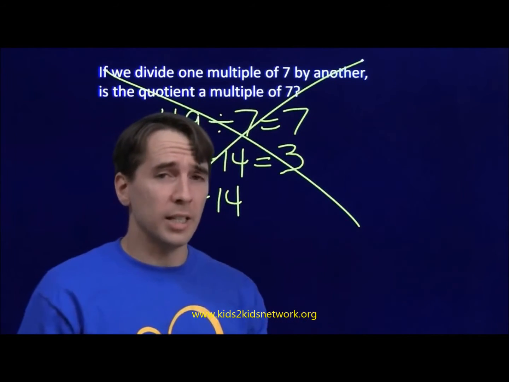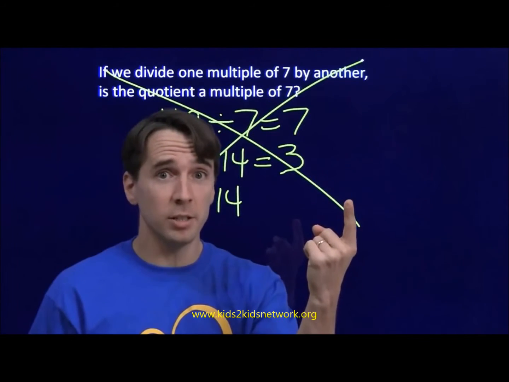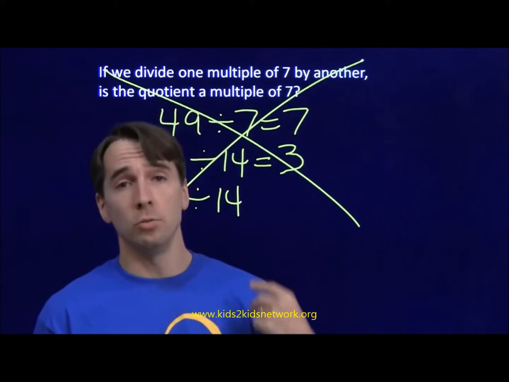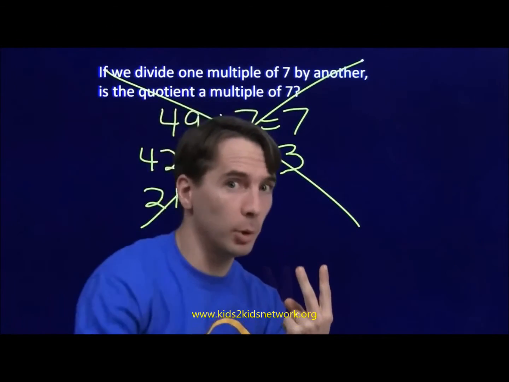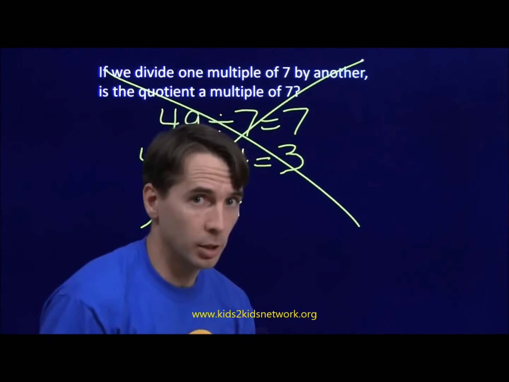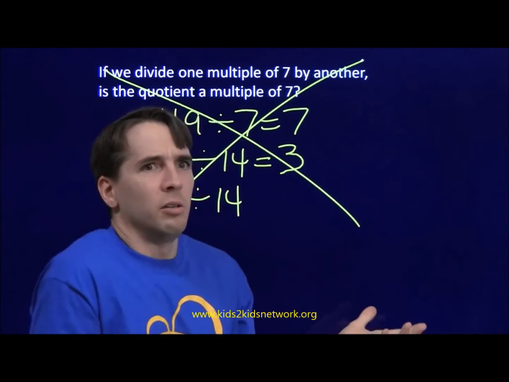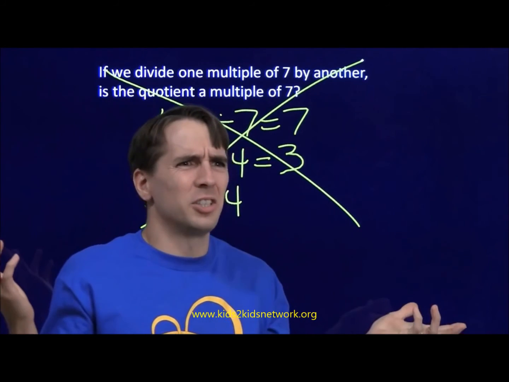So just to summarize here, if we combine two multiples of 7, combine with addition, we get a multiple of 7. You subtract one multiple of 7 from another, you get a multiple of 7. You multiply two multiples of 7, you get a multiple of 7. If you divide one multiple of 7 by another, you don't know what's going to happen. Division is just weird.